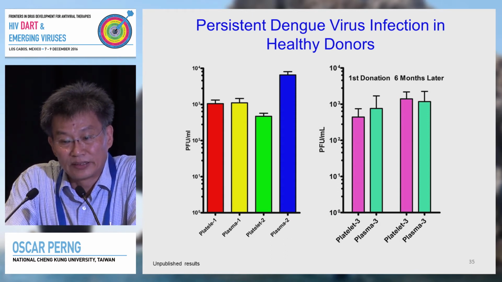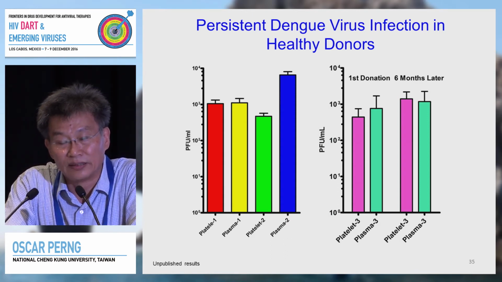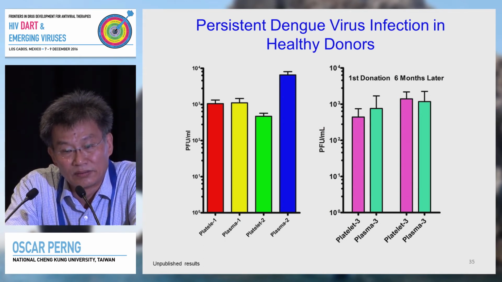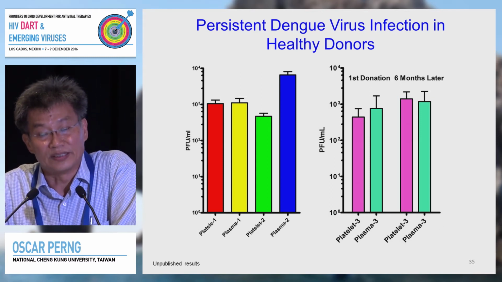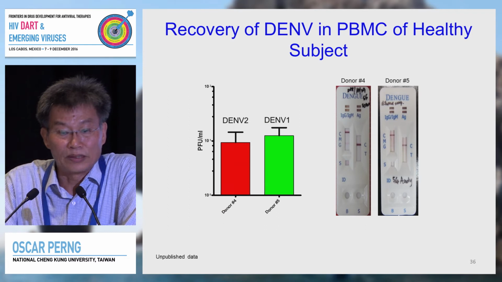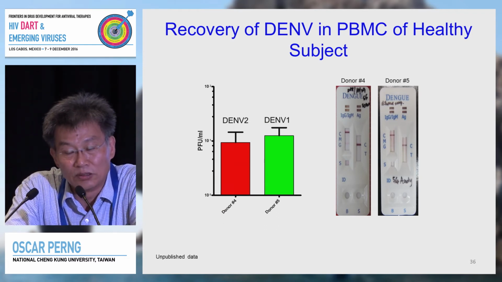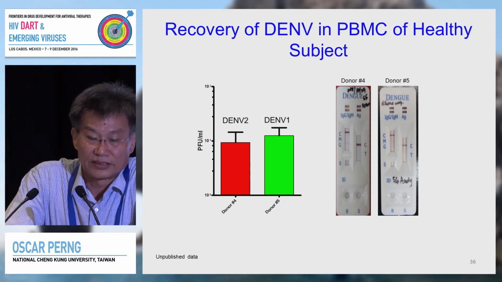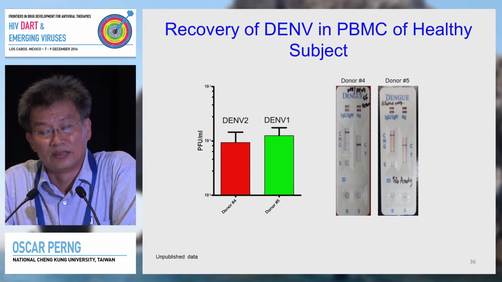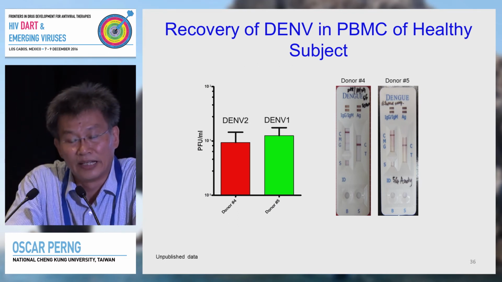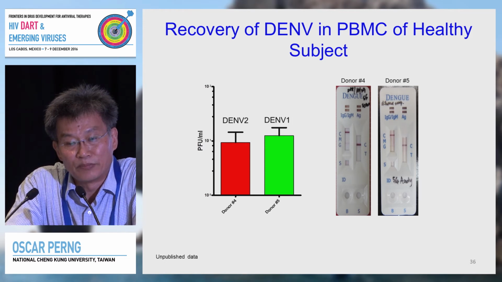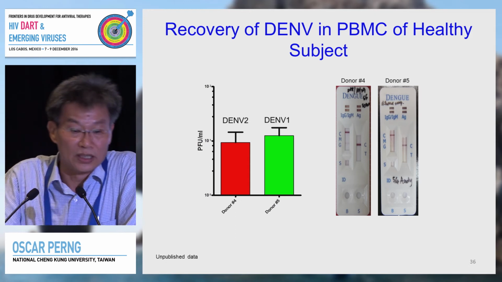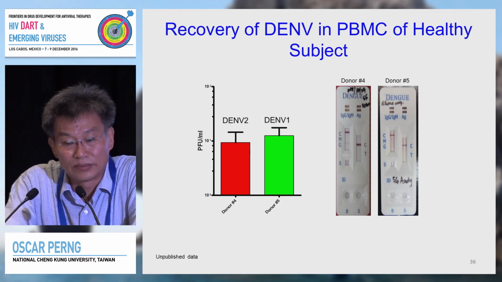And you do the viral sequence, they are identical, almost 99% homology to each other from the first donation to the 6 months later. So it seems like there is a persistent dengue virus infection in here, okay? So when I go back to Taiwan, we accidentally also found 2 subjects who potentially also have persistent infection, because we used them, bled them as the healthy control. And somehow, some way, in their PBMC, we can recover the infectious virus. And it happens that one subject is dengue 2, one subject dengue 1.